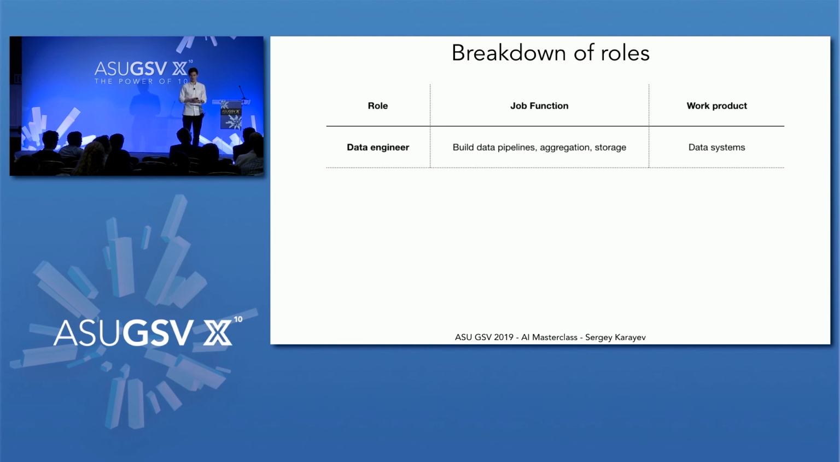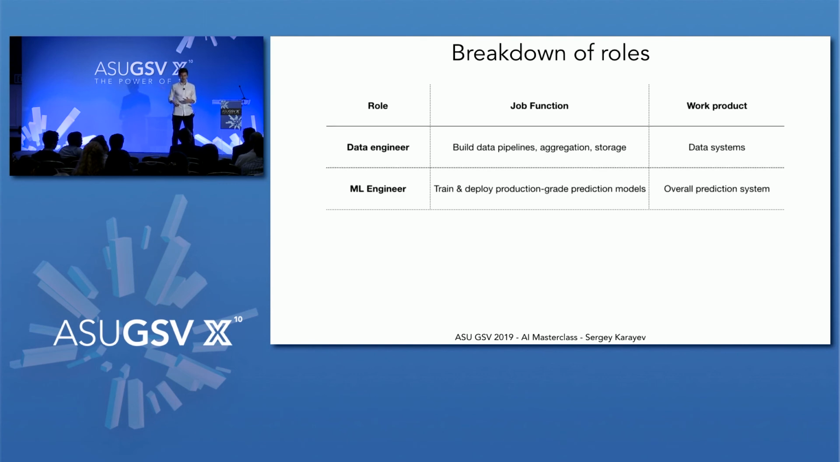The roles that are important in the AI enterprise are data engineer. The function is to build data pipelines, aggregation, storage. They really produce the data system. Machine learning engineer is a new job title. What they do is they train and deploy production-grade machine learning systems. And so the overall prediction system is their responsibility.